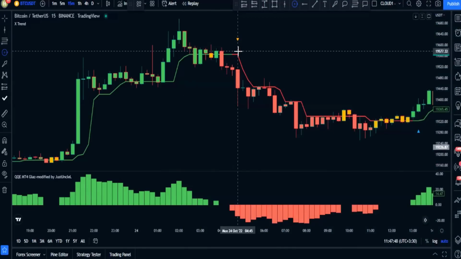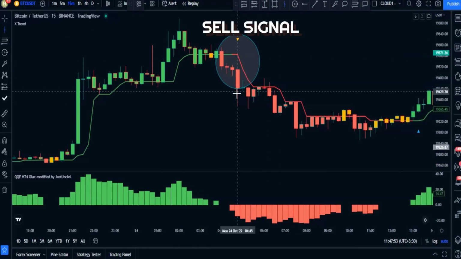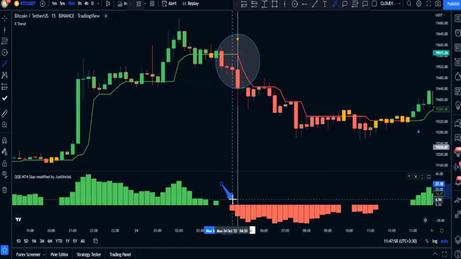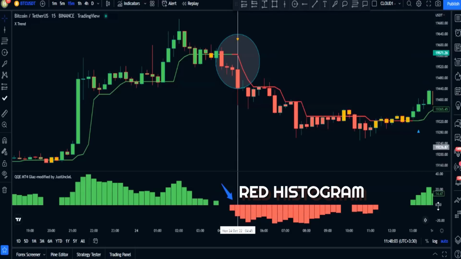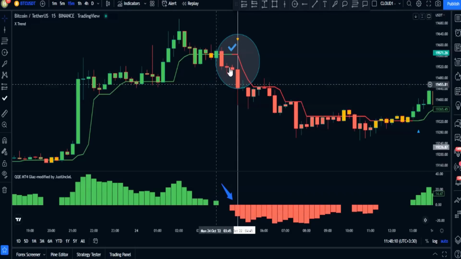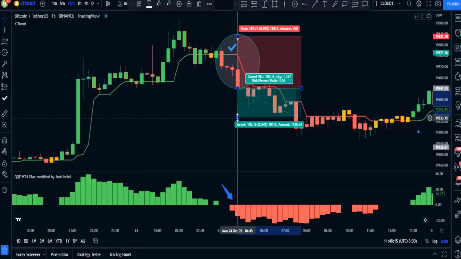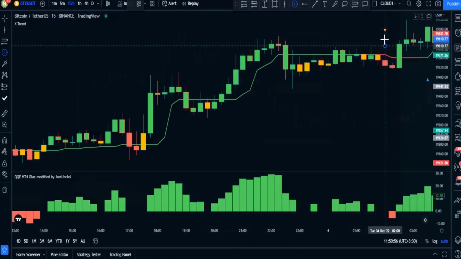And we're only going to be looking for shorts whenever we have a sell signal from the X Trend indicator and the QQE histogram is red and is below the 0 level. So when all these conditions are fulfilled, we can place a short order at the close of the trigger candlestick. Alright, check out this example.